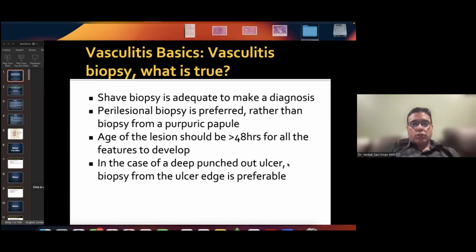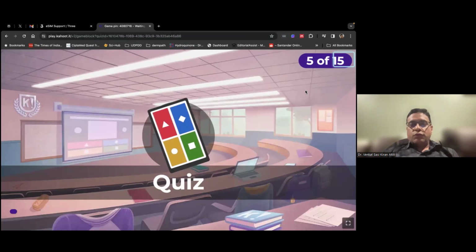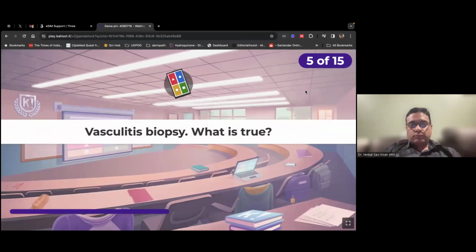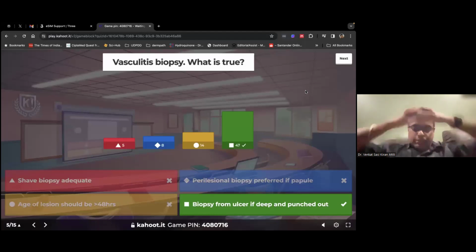So let's go to Kahoot. Which of these is true? Only one of them is true. Shave biopsy is adequate. Perilesion biopsy preferred if it's a papule. Age of the lesion should be more than 48 hours. Biopsy from ulcer, if deep and punched out, should be from the edge of the lesion. Okay.